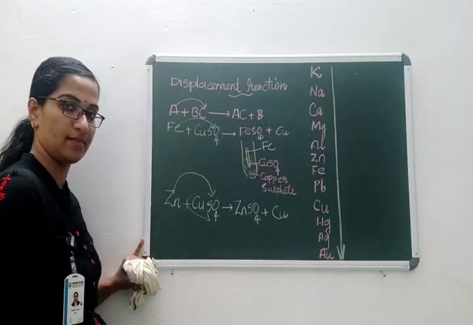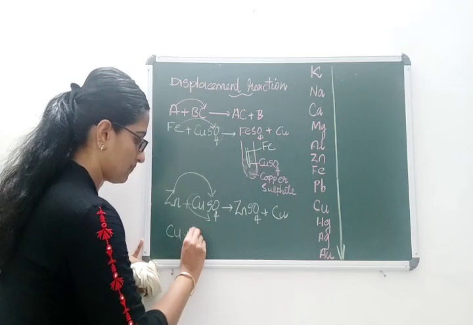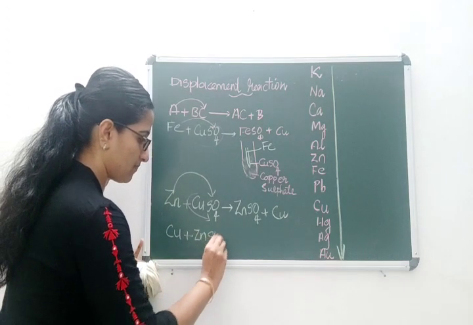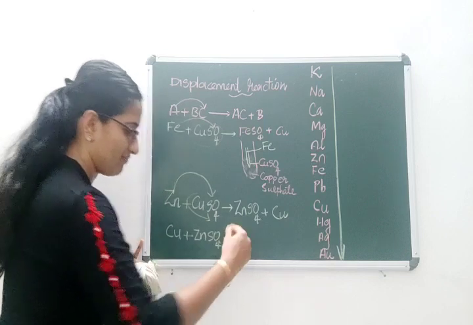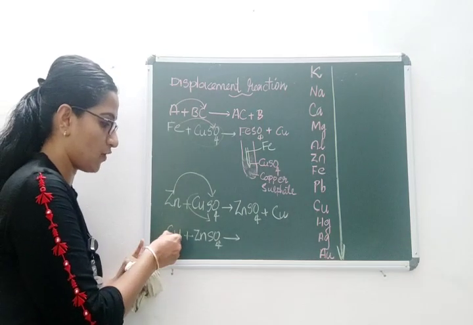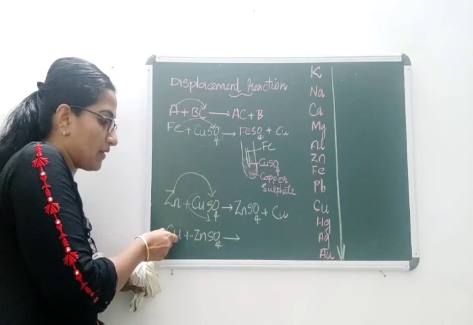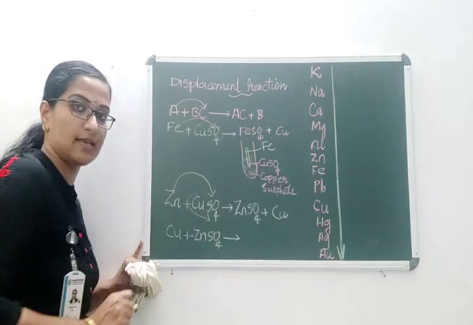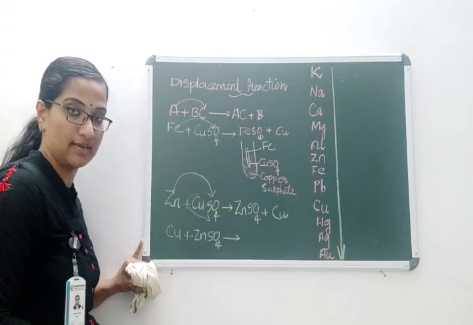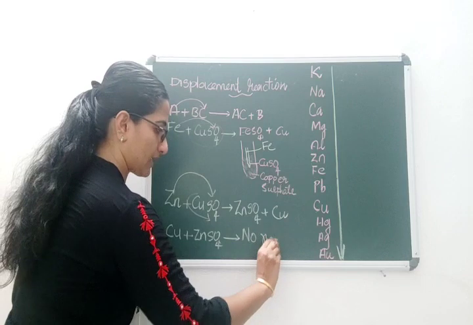Copper is replaced. What happens if it is copper plus zinc sulfate? Will they show any replacement? No. Look at the place of copper. Copper is here, zinc is on top. This copper is not capable of replacing zinc since it is not highly reactive. So here also, no reaction.